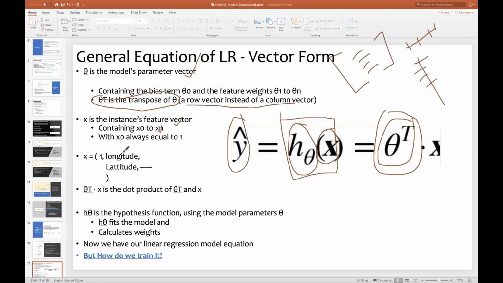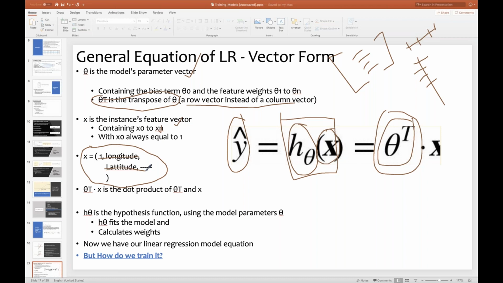Perfect. Now, for example, this is how it looks like. Your x will look like this: x equal to 1 comma latitude, longitude, like that. Okay, because this is now a vector. You understand what I'm saying? This is one row.